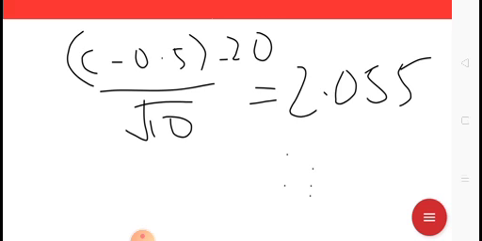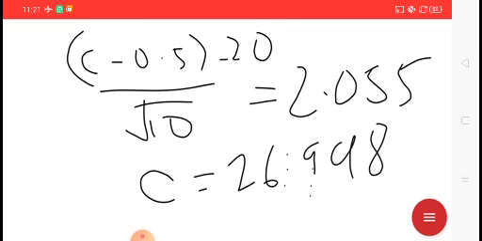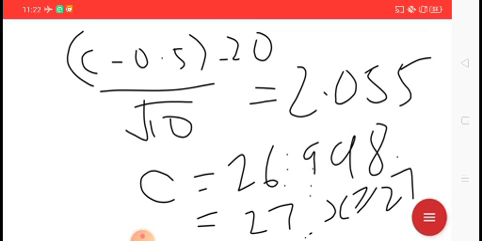Then you can proceed to calculate this. You will simplify this, and you will get C to be about 26.998. But don't forget your critical value is discrete data, so you need to round off. Once you round off, you will get 27. So this is the critical value, at the boundary there. So your critical region will be X larger than or equal to 27. So 27 is the critical value, and X larger than or equal to 27 will be the critical region. This is for part 1.